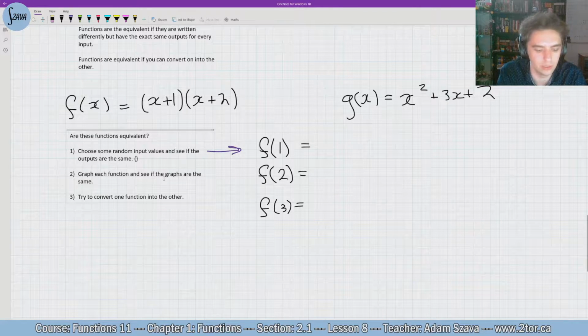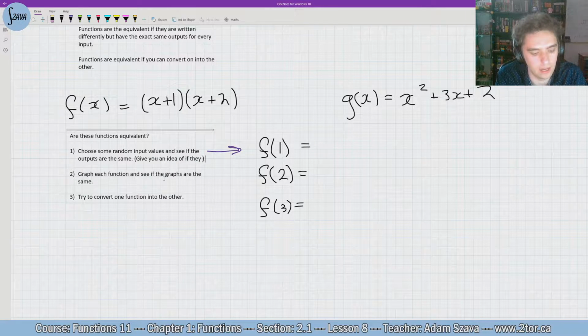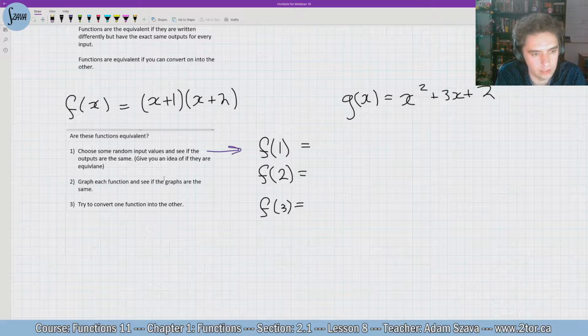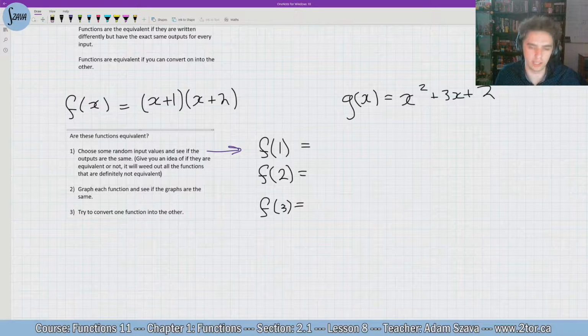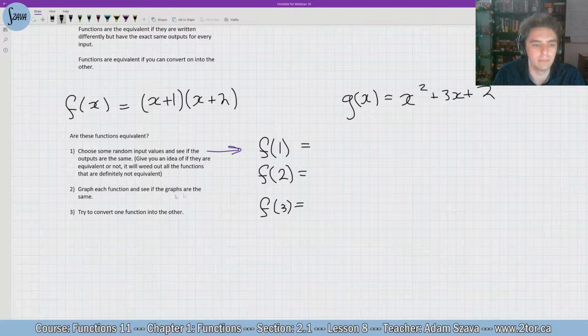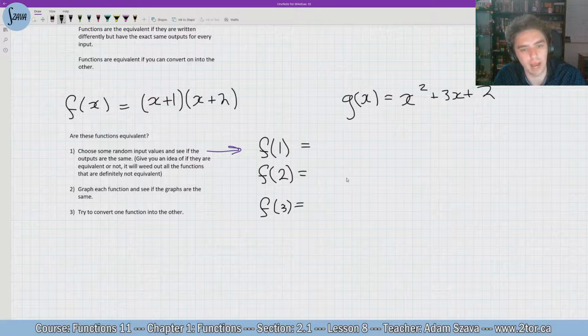So this will just give you an idea of whether they are equivalent or not. It will weed out all the functions that are definitely not equivalent. If they're definitely not equivalent, then if you choose any 3 random inputs, they probably won't match, unless you're unlucky. But again, this will never give you an actual concrete yes or no on whether they're equivalent. This is just to get an idea.